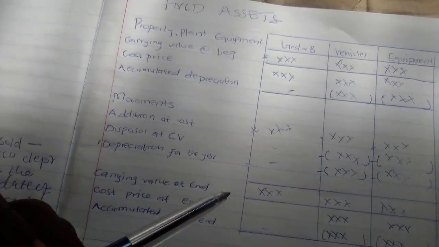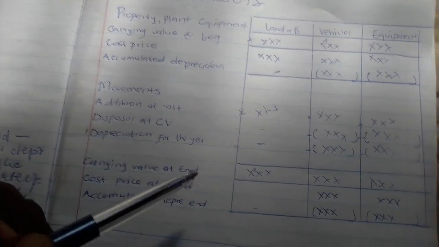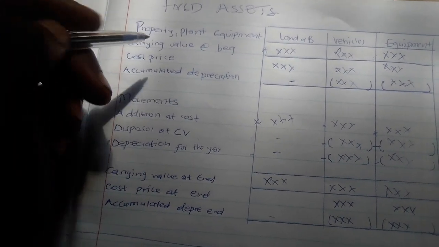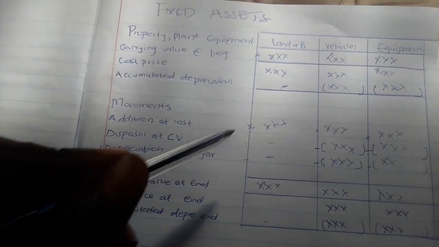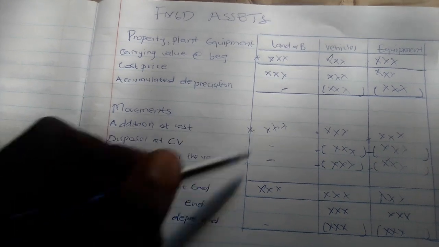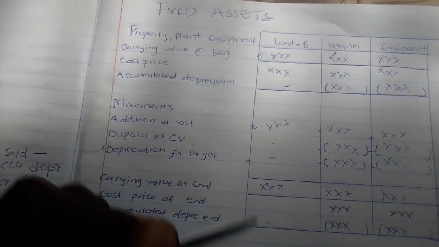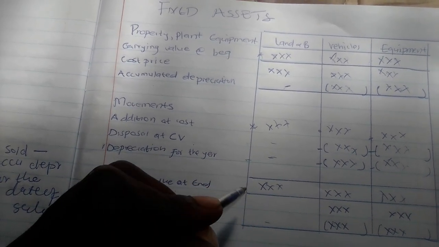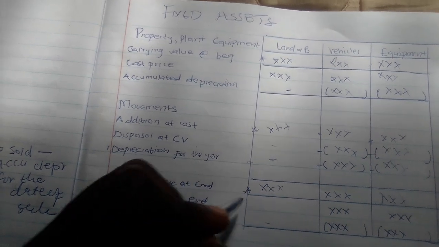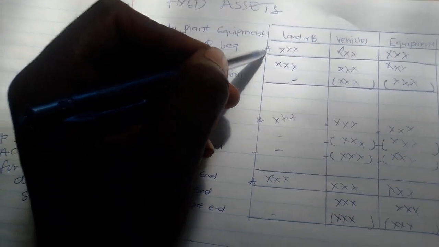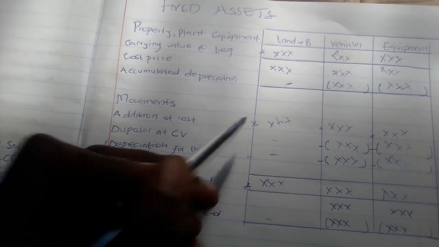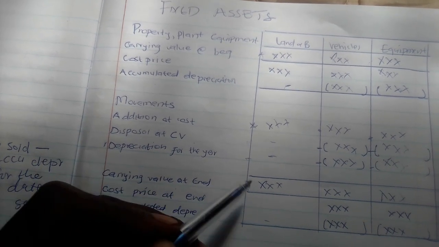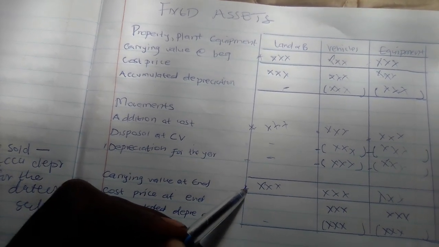So in order for us to get a carrying value at the end here, we are going to say carrying value at the beginning plus addition if there is any, minus disposal, minus depreciation. It is going to give us carrying value at the end. Carrying value at the beginning plus additions minus disposal minus depreciation equals carrying value at the end.